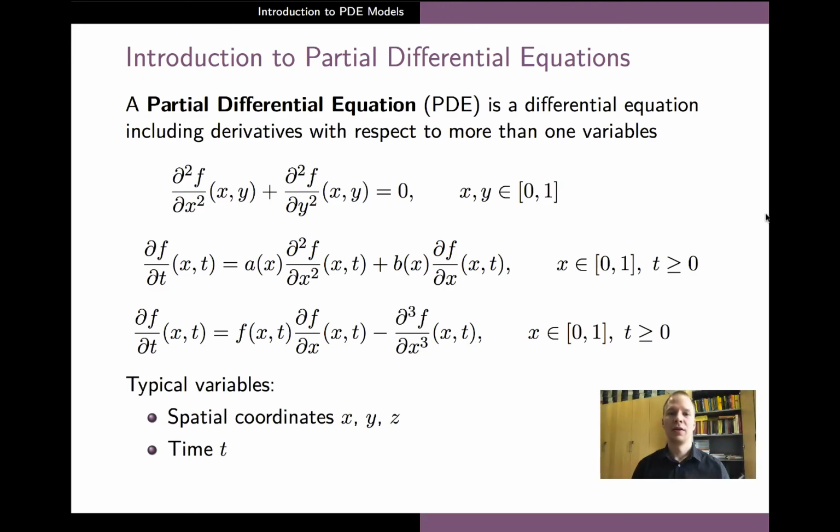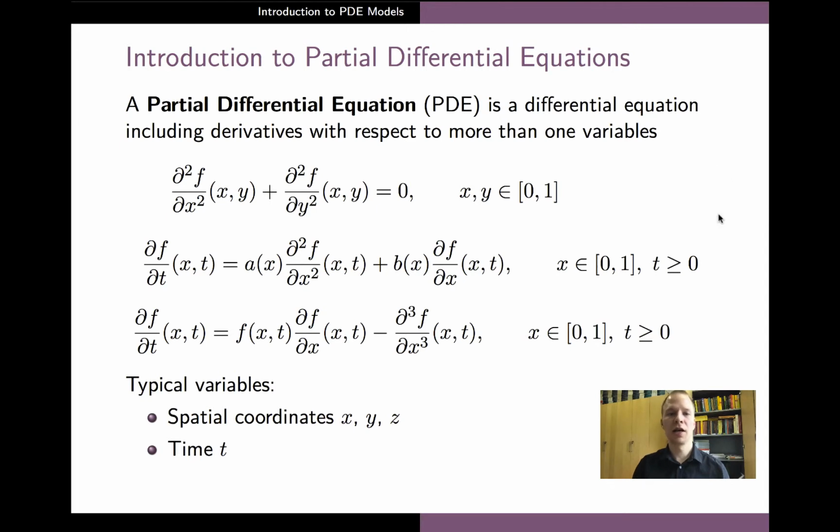Hello. The purpose of this lecture is to give an overview of the basic concepts and terminology related to partial differential equations, or PDEs for short. And on a very general level, PDEs are differential equations where the unknown function depends on several variables and the equation itself involves partial derivatives with respect to more than one of these variables.